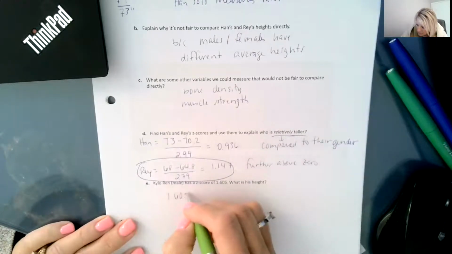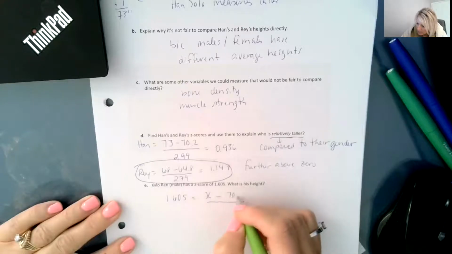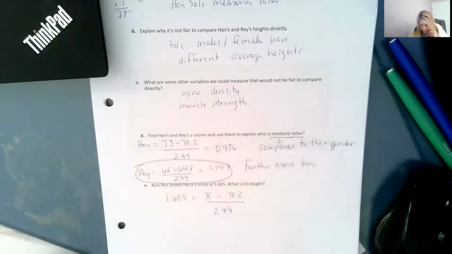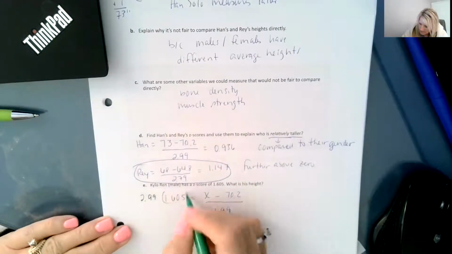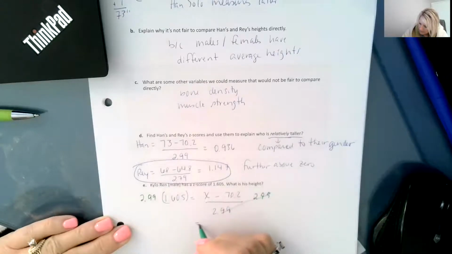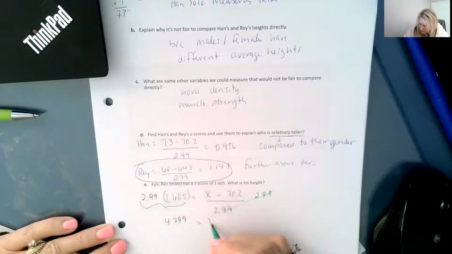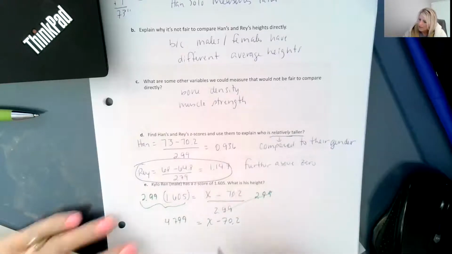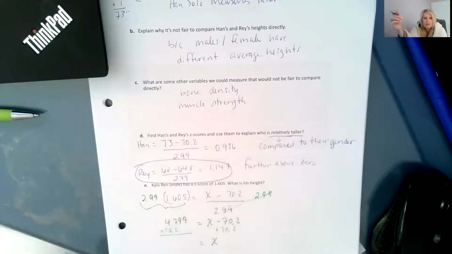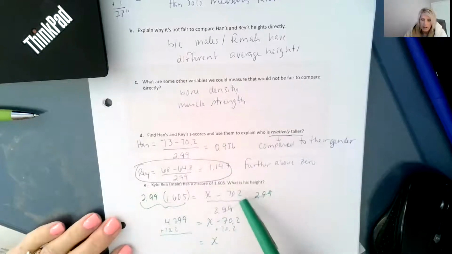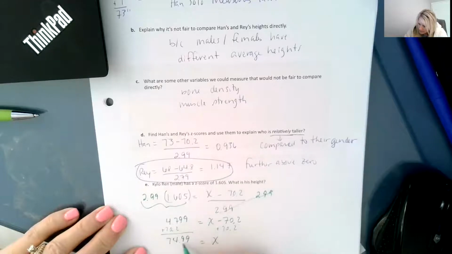Okay. So 1.605 is the z-score, and his height is x. And we're subtracting the mean, which is 70.2, and dividing by the standard deviation. So if we multiply both sides by 2.99, this product here becomes 4.799 equals x minus 70.2. And then we can add 70.2 to both sides. And we find out that his height, because his z-score was above the mean, we know it's bigger than 70.2. And that comes out to be 74.999.